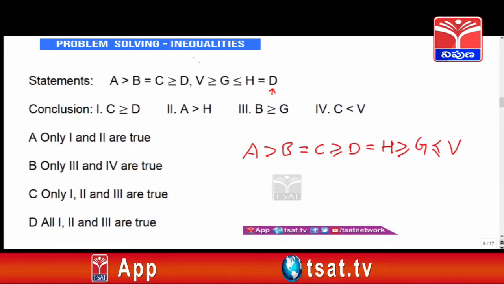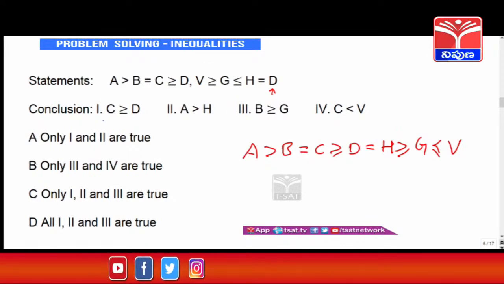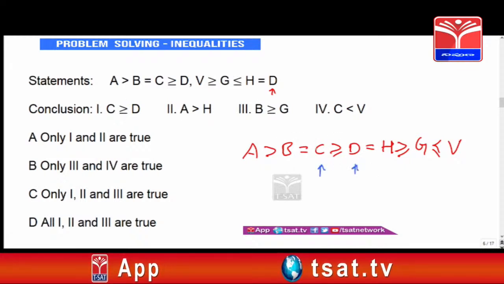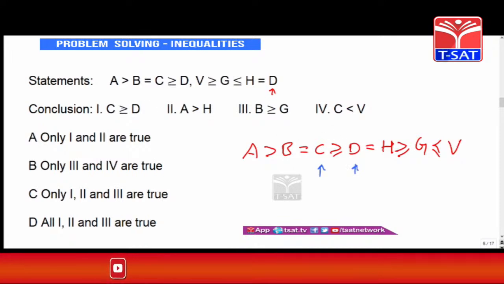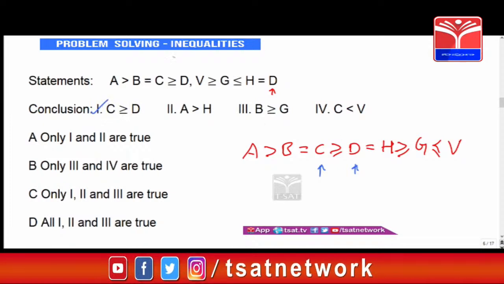Let's see whether the conclusions are correct or wrong. See the first conclusion. C is greater than or equal to D. So check the letters C and D. You have C here, you have D here. So directly, C is greater than or equal to D. Obviously conclusion 1 is correct.